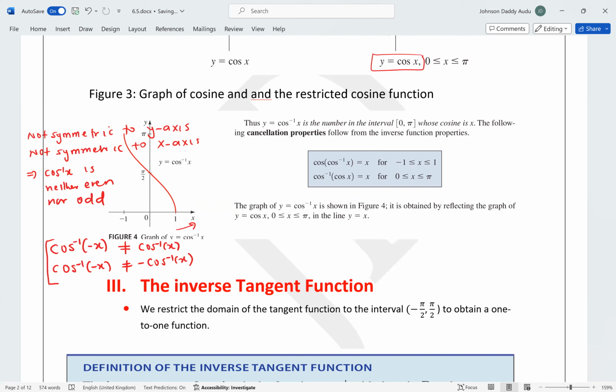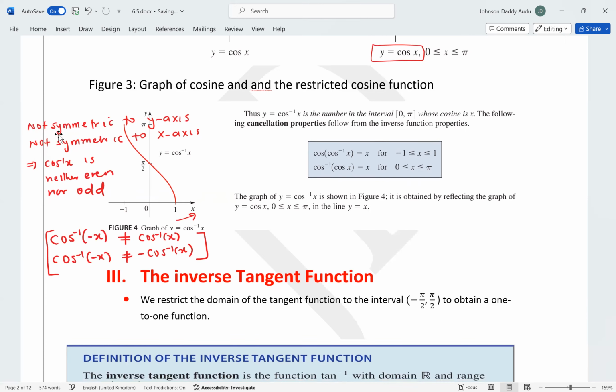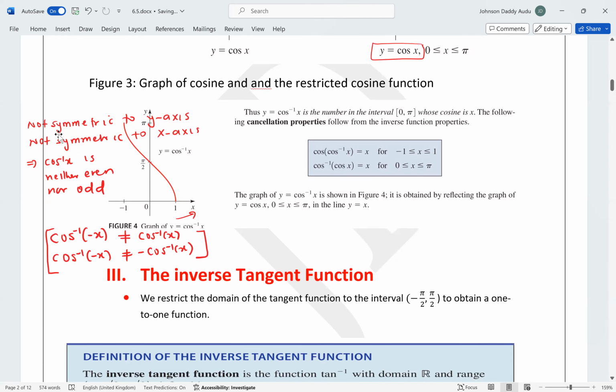So take note of this. This means that it is not even and it is not what? It is not odd. All right. So the property we will see here, this is also what I explained earlier. This is the cancellation property for cosine.